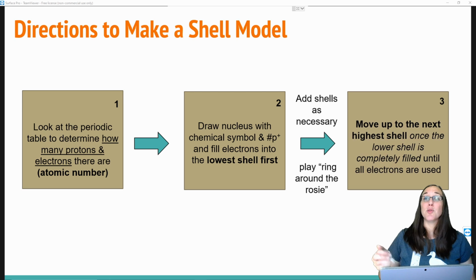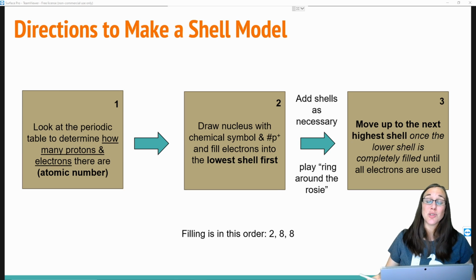Then I need to move up to the next highest shell. So if I can't fit 10 in the first shell, which only fits 2, I need to go to the next shell and so on and so forth. Please remember that the order of filling is 2, 8, 8, and if you need to get up to that last 4th shell, which we haven't talked about, put a max of 2 in there for now until you've seen the more complicated way of making shell models. But keep it at 2, max of 20 electrons. Don't go past that for this method, please.